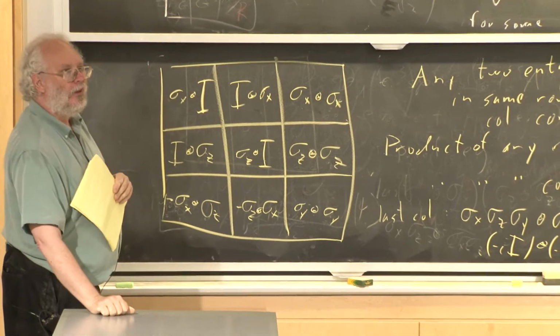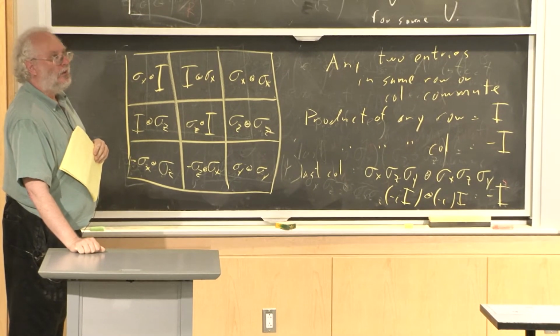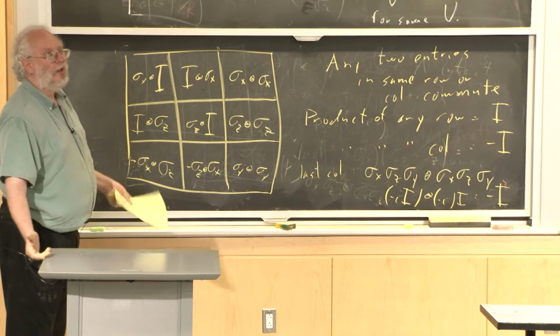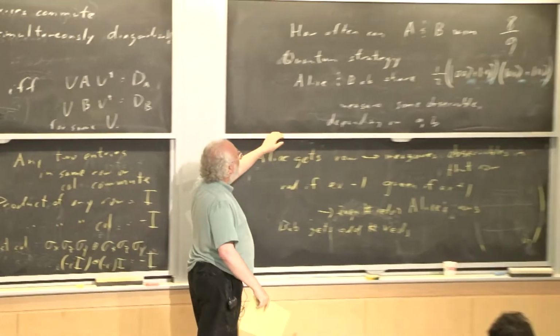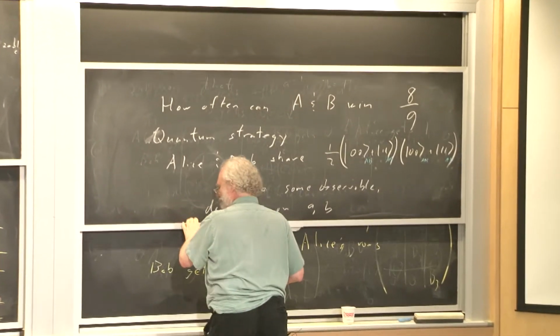Yeah? So under what circumstances do they lose that? They never lose if they. Oh, well, what's the 8/9 for then? Oh, that's a classical strategy. Oh, I see.